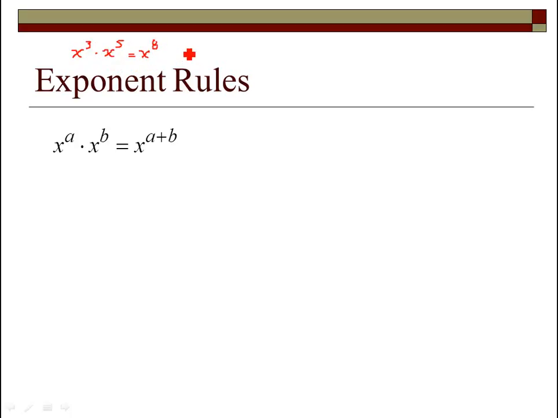Now be careful. It is not true that x cubed plus x to the fifth equals x to the eighth. And that's a common mistake some students will make. When you're multiplying, x cubed is x times x times x. You have 5 x's. Now I've got a total of 8 x's.